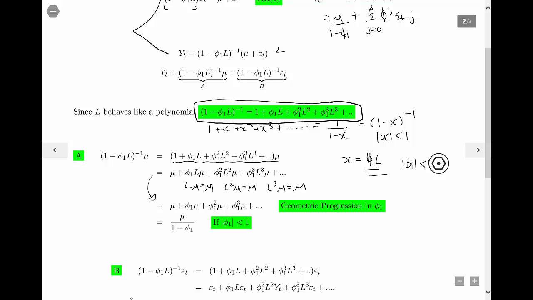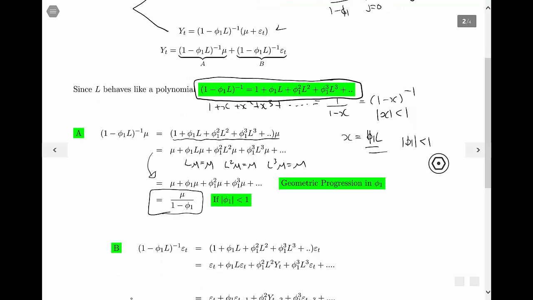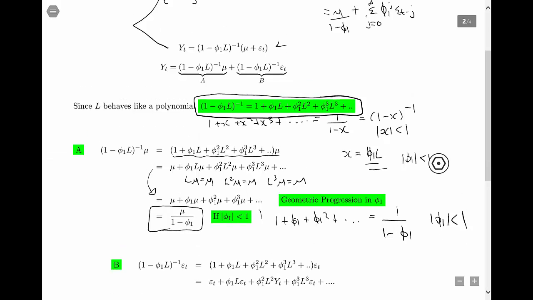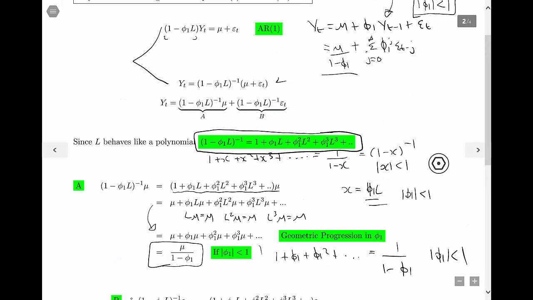Well, this here is just a geometric progression in phi1. So we take the mu outside, and we're going to get this term here. Okay? So again, we're just using the result that 1 plus phi1 plus phi1 squared plus dot dot dot is equal to 1 over 1 minus phi1, when obviously phi1 is less than 1 in absolute value. Okay, so we've shown the first part. We've derived part A.